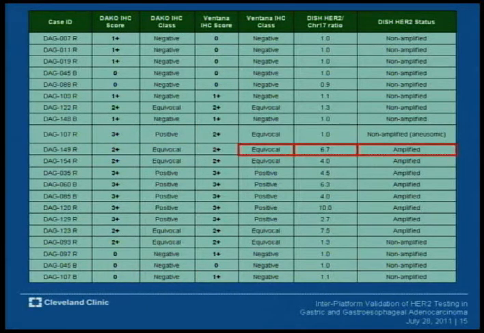We also noticed that there were 6 equivocal cases that were identified through DAKO and Ventana. Of the 6, we had to use the DISH HER2 chromosome 17 ratio to determine amplification status. We found that of the 6, 3 were considered amplified and 3 were considered non-amplified.